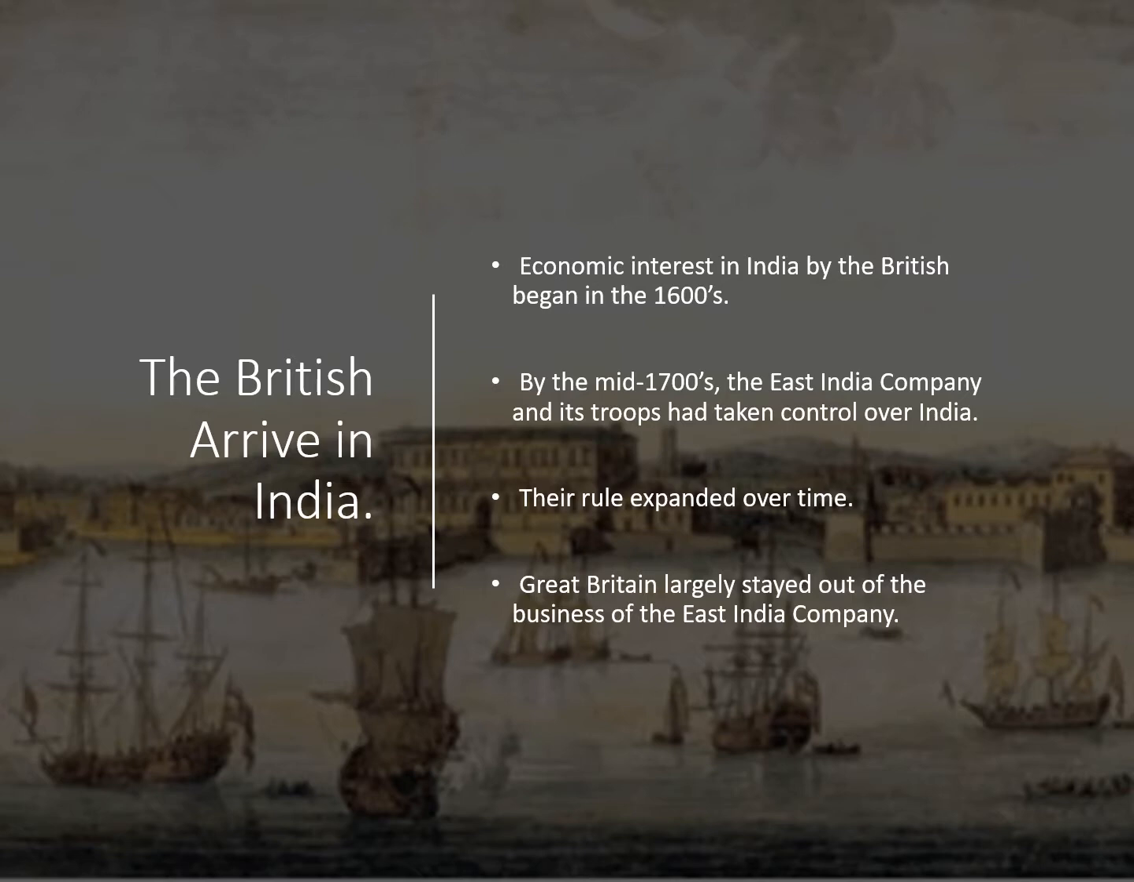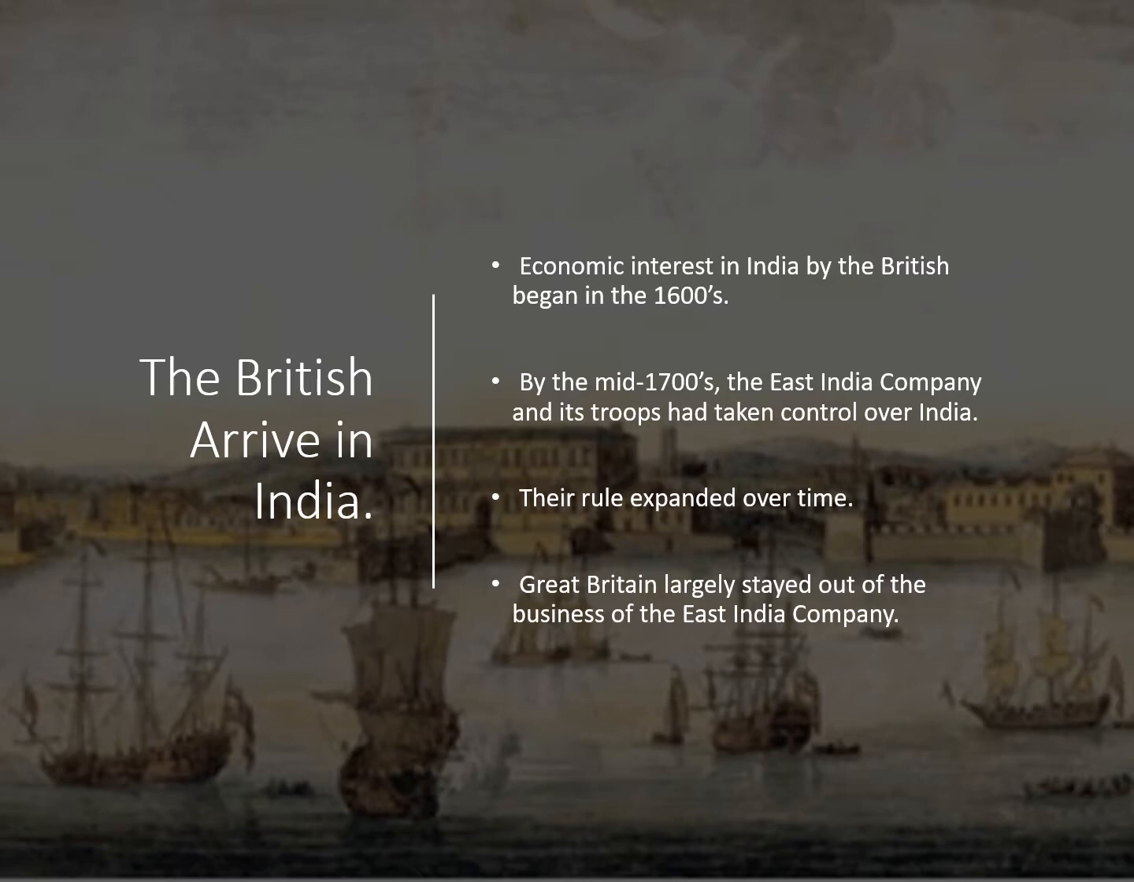So the British arrive in India. Economic interest in India by the British began in the 1600s. But by the middle of the 1700s, the East India Company, which was owned by British stockholders and its troops, had taken control over India. And their rule is going to expand over time.